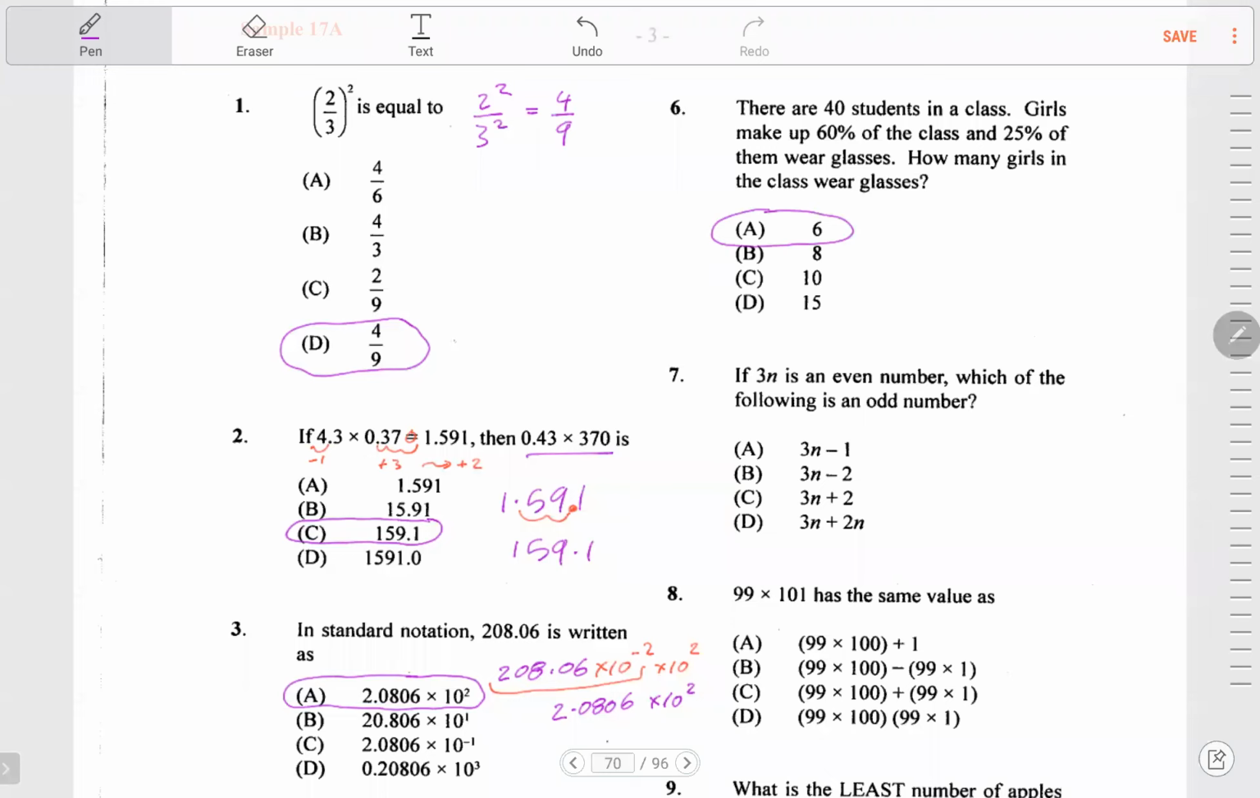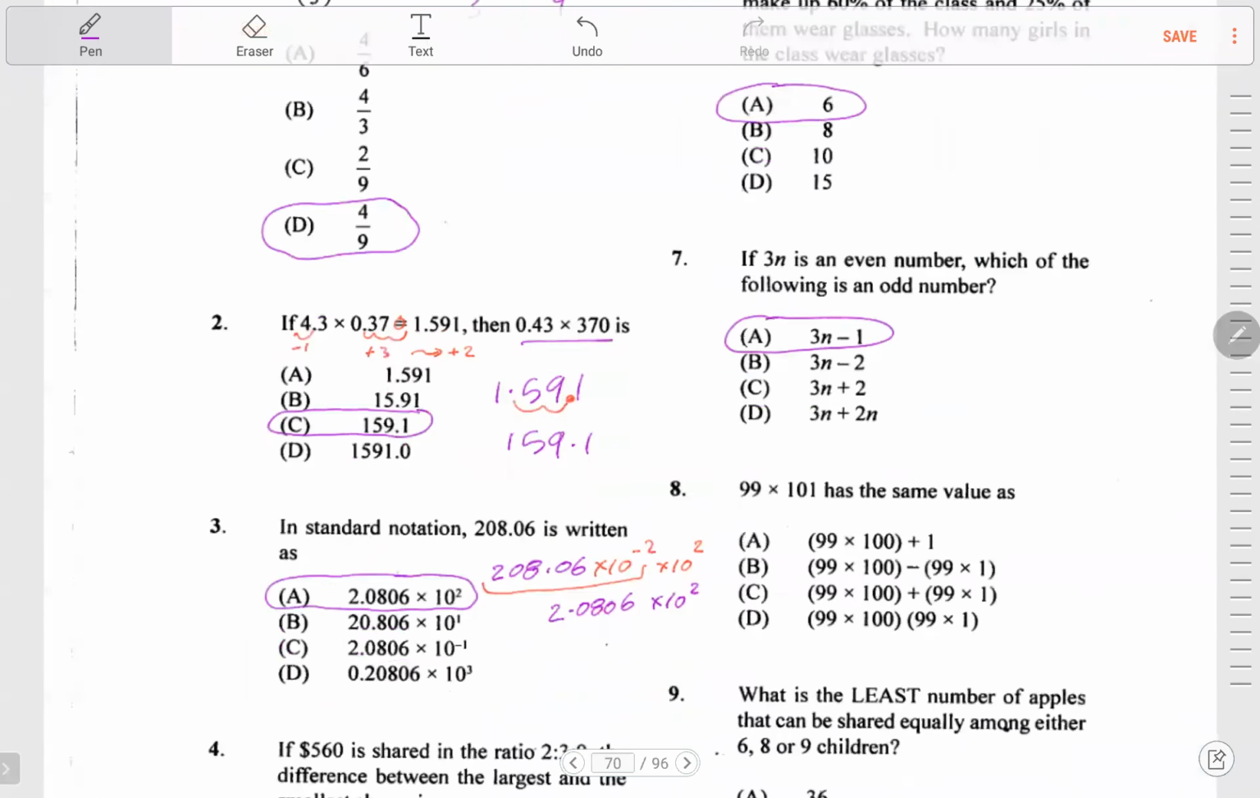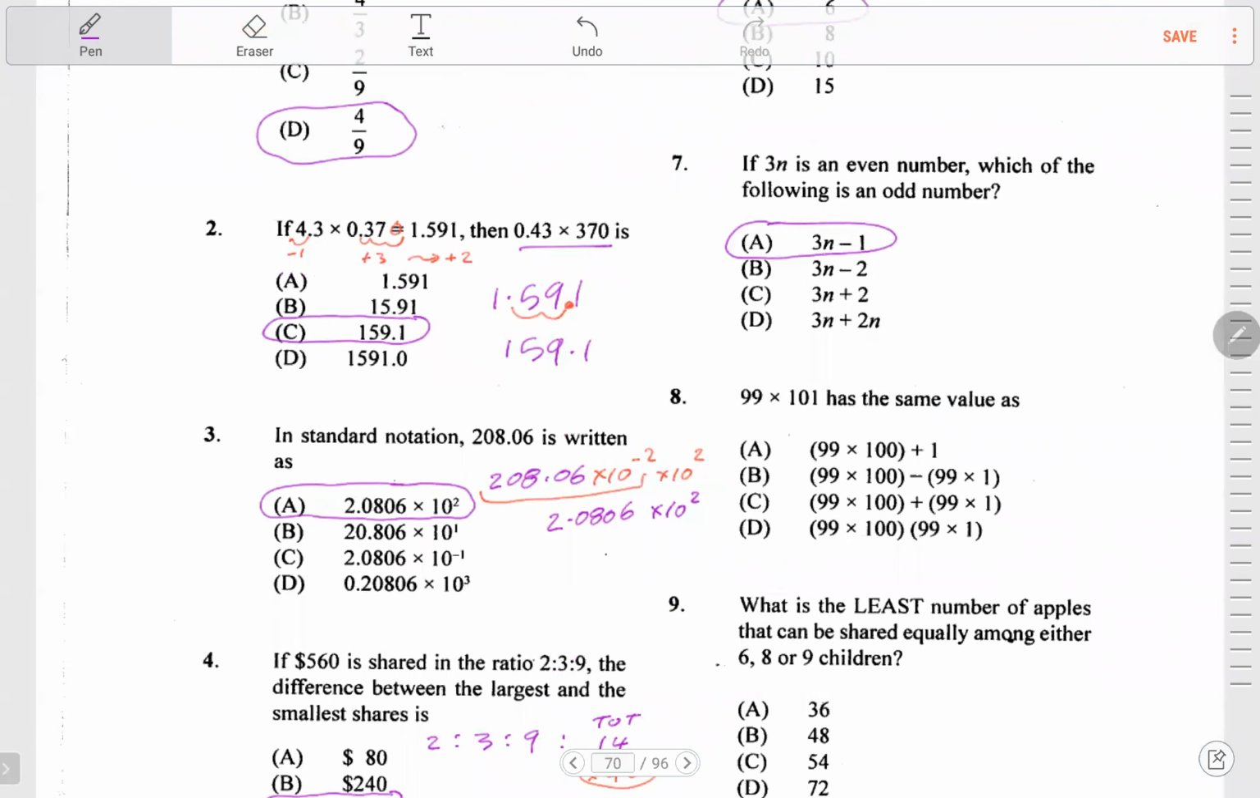3 is an even number. What is an odd number? So either the number before or the number after. So the number before would be this one, would be even. And then this one already as well. We write it as 99 times 100 plus 1. So it becomes 99 times 100 plus 99 times 1. So this is it.